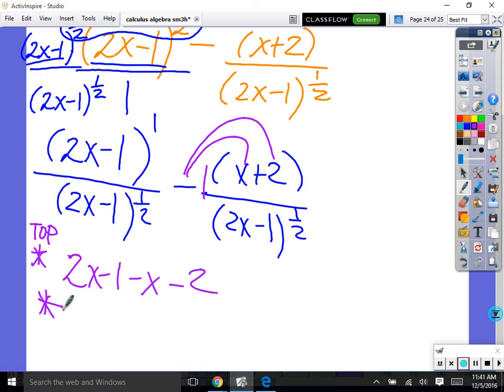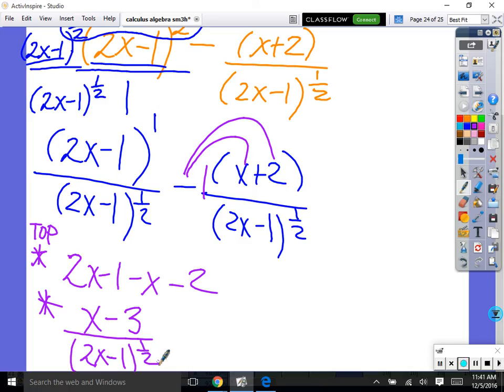And I'm going to just keep going with the top. So let's combine like terms. 2x minus x is x. Negative 1 minus 2 is minus 3. And that's all over 2x minus 1 to the 1/2 power. That's as simplified as it gets, right? There's nothing more we can do here. True? And we're good.